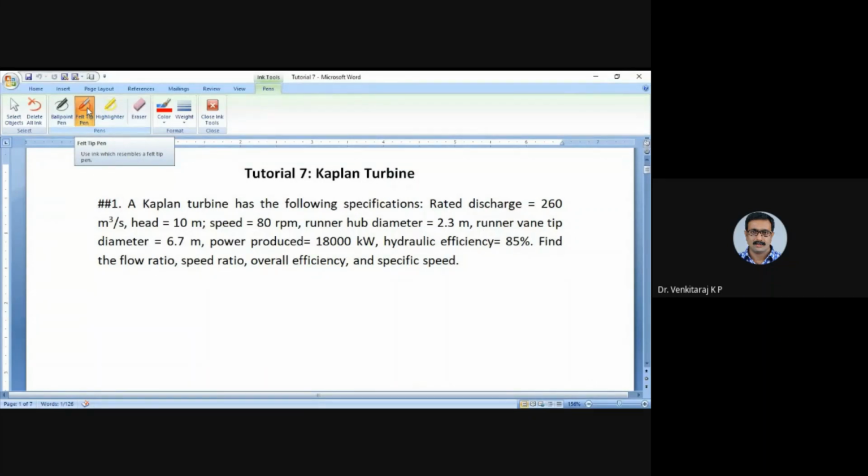So today we will attempt a tutorial on Kaplan Turbine. We will solve 2-3 numerical problems based on Kaplan Turbine.